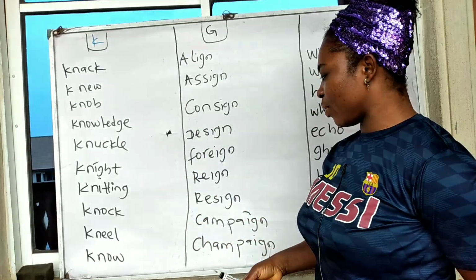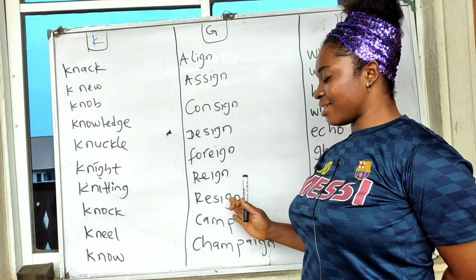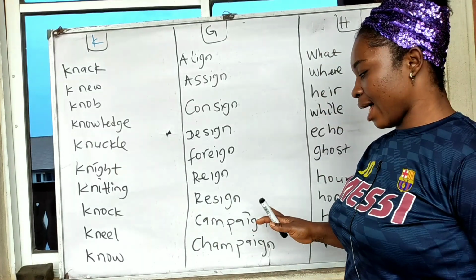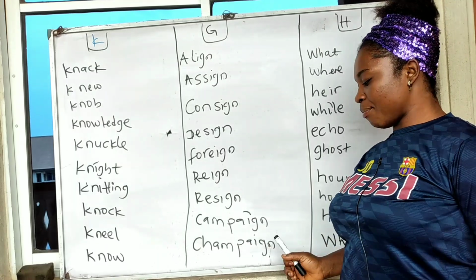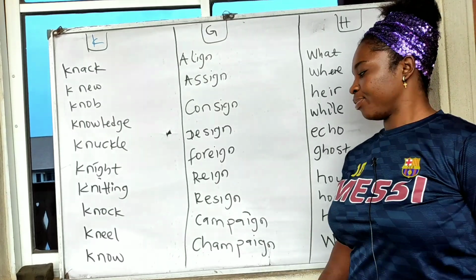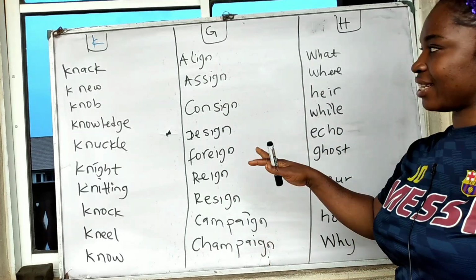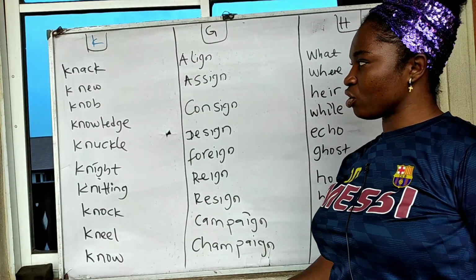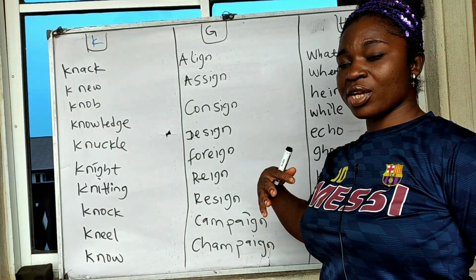So we move on, we have resign. You can see that the G right there is silent. We have campaign. We still have champagne. Okay, you can see that in all these ones here, the G is actually silent. We have G here, but it is not pronounced. We have G here, it's equally not pronounced.